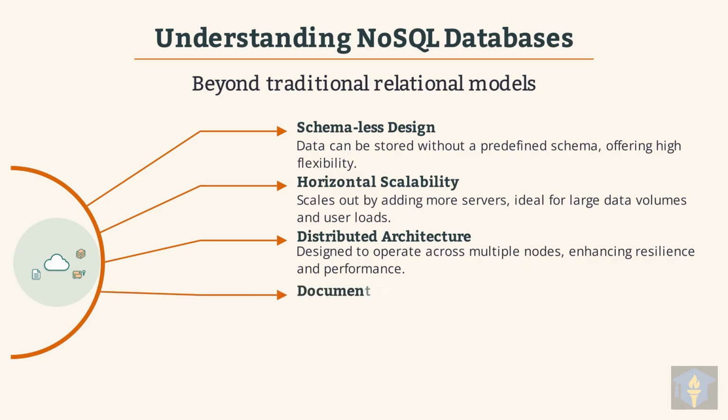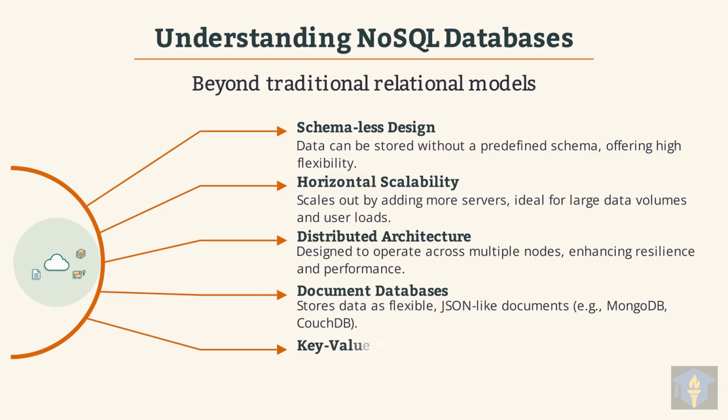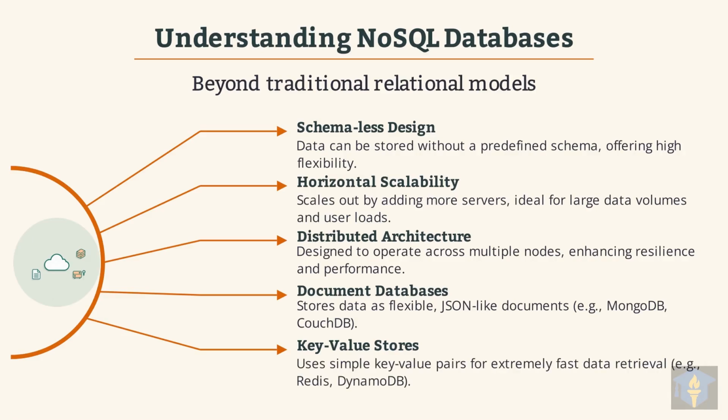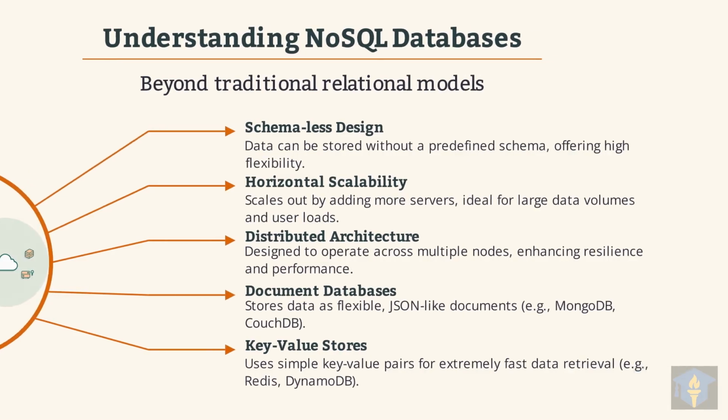Let's look at specific types, starting with document databases, a popular NoSQL category. These store data as flexible, JSON-like documents. Examples include MongoDB and CouchDB. Another common type is key-value stores, known for their simplicity and speed. They use simple key-value pairs for extremely fast data retrieval, like Redis and DynamoDB.